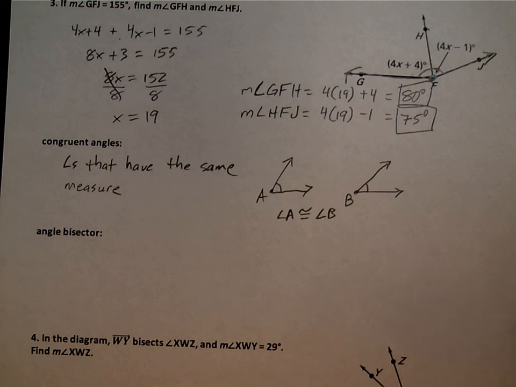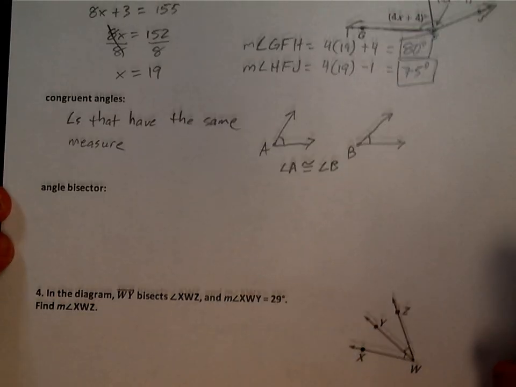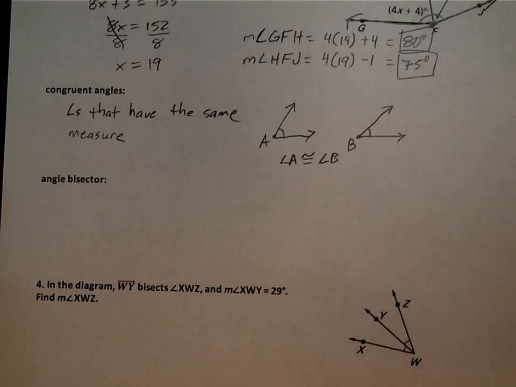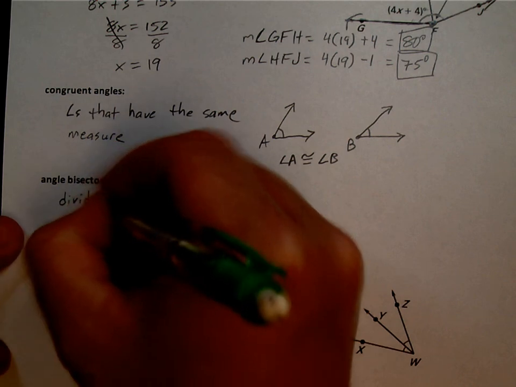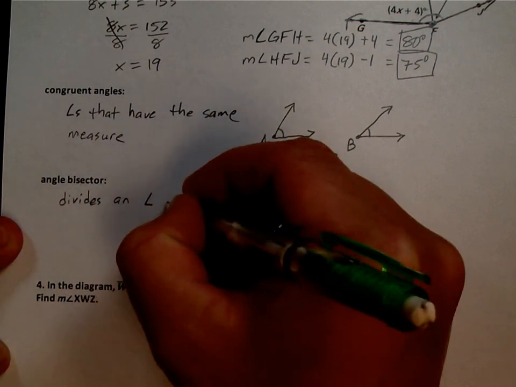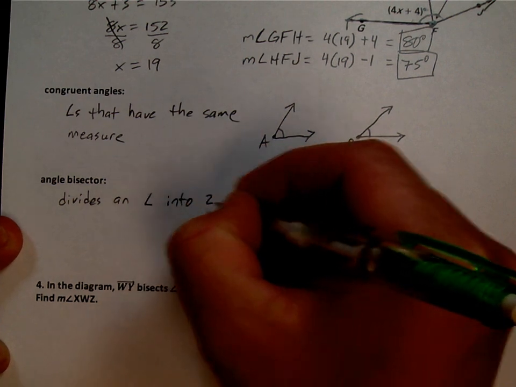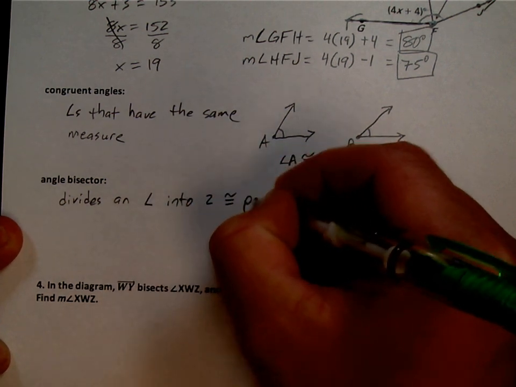Now we also talked about segment bisectors. Now we're talking about an angle bisector. So an angle bisector is something, it's usually going to be a ray, that cuts an angle in half or divides it into two equal parts. So it divides an angle into two congruent parts.